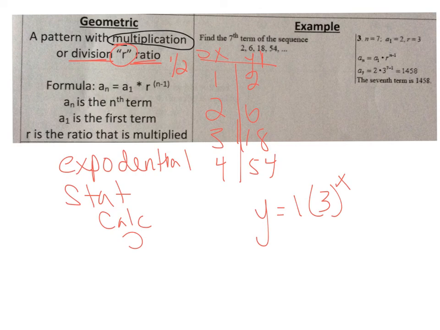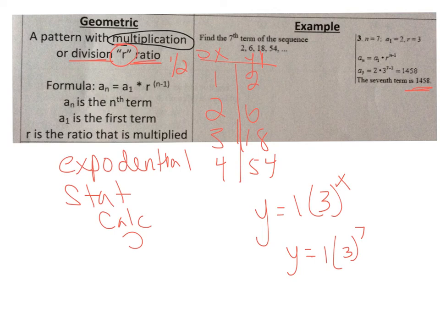Let's see if it works out. I'm looking for n of 7. So all you would have to do is type that into your calculator. Y equals 1 times 3 raised to the 7th power. And by golly, you're going to get a number that matches 1,458.